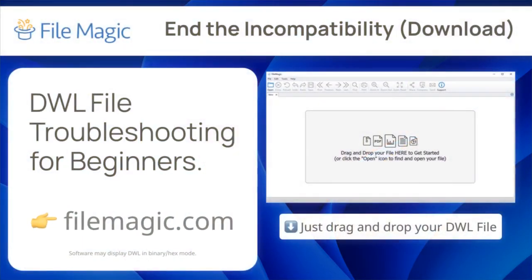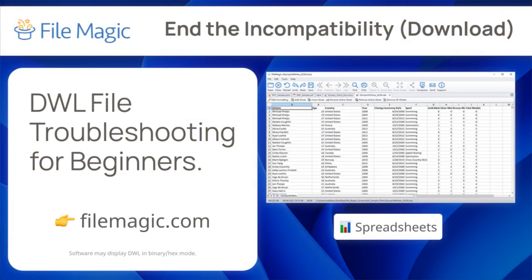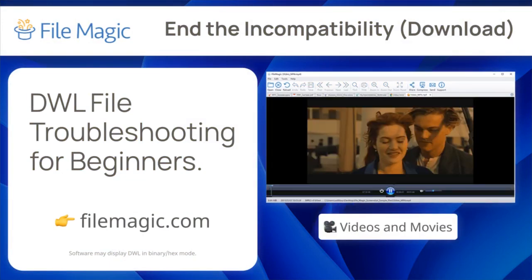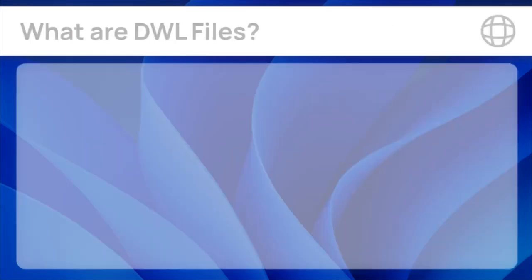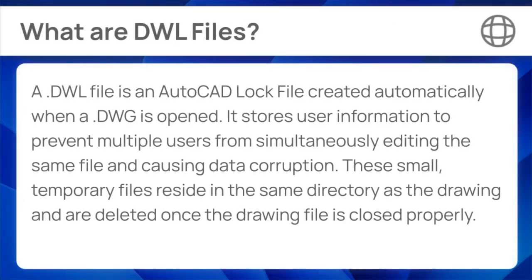We'll start with the common fixes, but keep this in mind. I have a specialized DWL tool that functions as a deep-level recovery option. That's Plan B. A DWL file is an AutoCAD lock file created automatically when a DWG is opened.